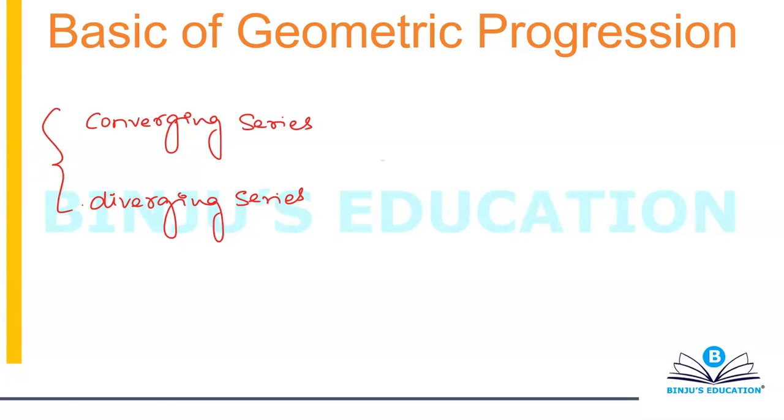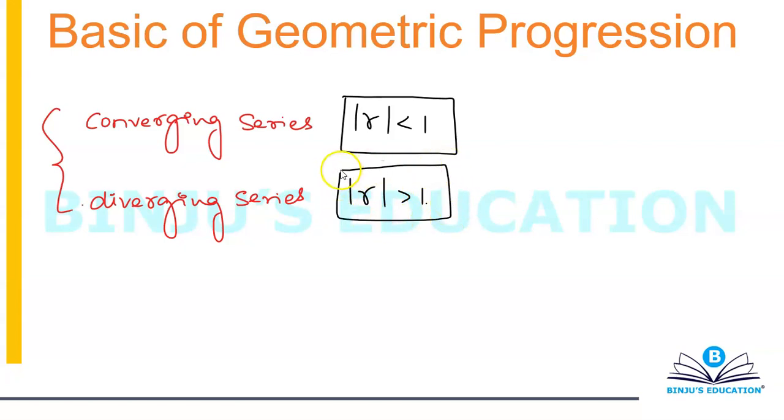So whenever you say that you have a converging geometric progression, then remember that mod of R is always less than 1. Whenever you have a diverging series, this will always give you mod of R greater than 1.